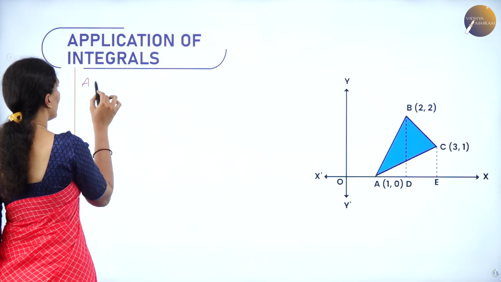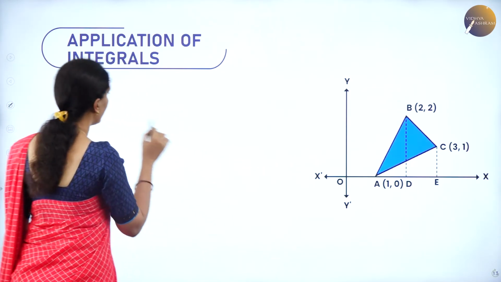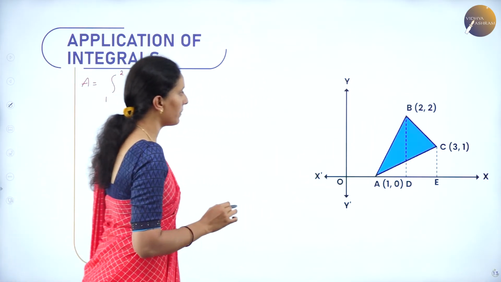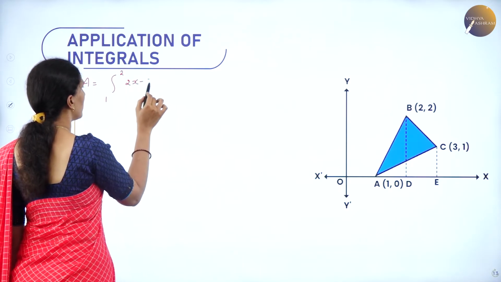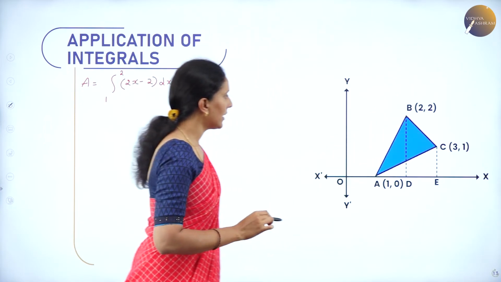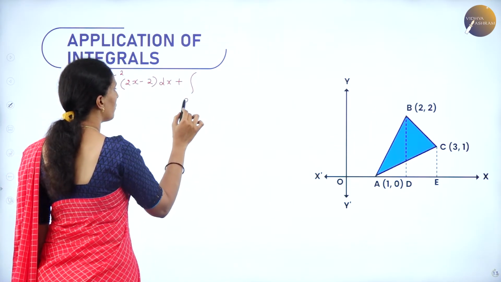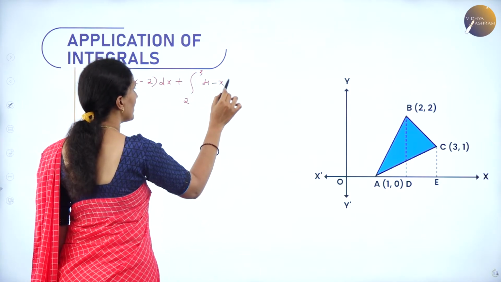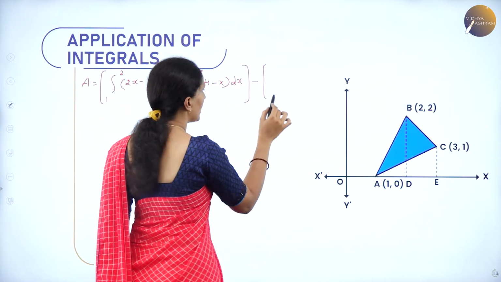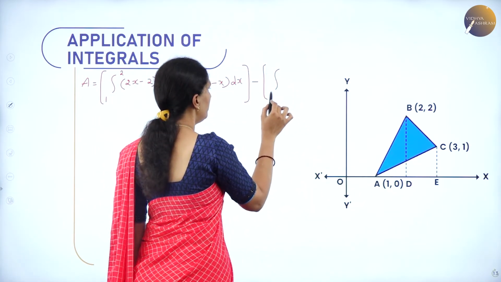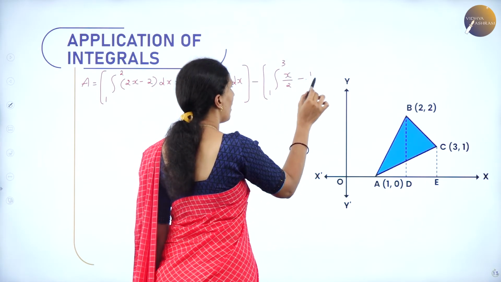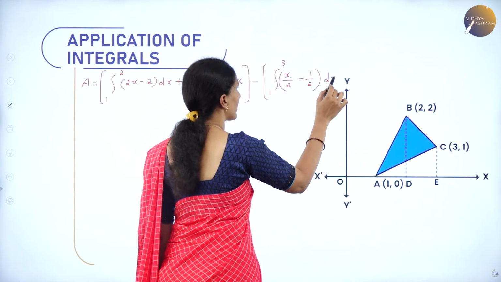So therefore my total area is, first I will take the integral from 1 to 2. So what is the equation of this line AB? 2x minus 2 with respect to dx, plus the equation containing the line BC, that is the integral from 2 to 3, I can take it as 4 minus x dx. So this one I have to subtract with the line containing AC, 1 to 3, whose equation is x by 2 minus half with respect to dx.